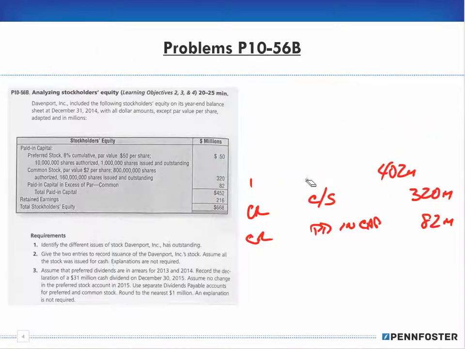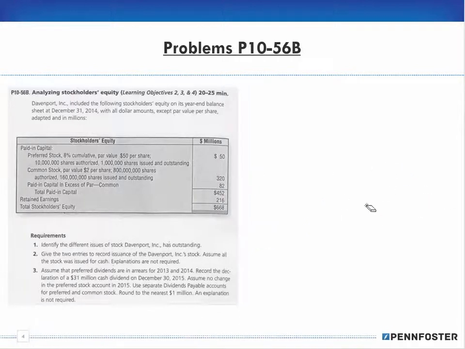Right, number 3. It says here, assume that preferred dividends are in arrears for 2013 and 2014. Record the declaration of a $31 million cash dividend on December 30th, 2015. Assume no change in the preferred stock account in 2015. Use separate dividend payable accounts for preferred and common stock. Round to the nearest 1 million, and an explanation is not required.